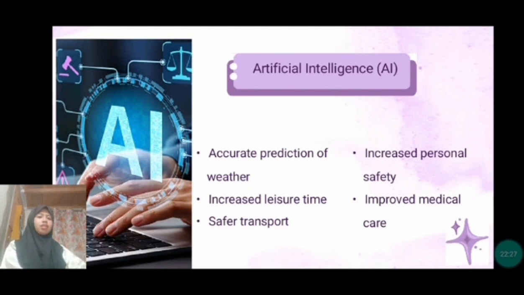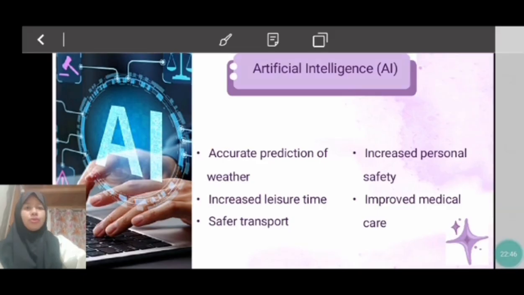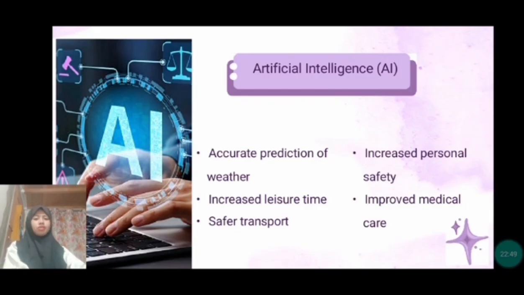The second one is increased leisure time. AI can automate many tasks like cleaning, scheduling, or even answering messages. Because machines do more work, people have more free time to relax, spend time with family, or do hobbies. The next one is safer transport. AI improves transportation by reducing human errors. For example, AI is used in self-driving cars, traffic control systems, and navigation apps.